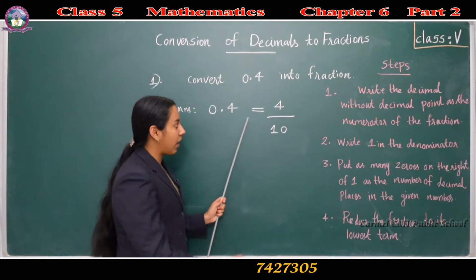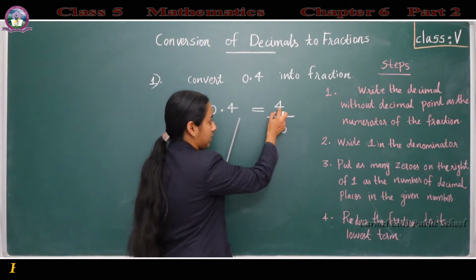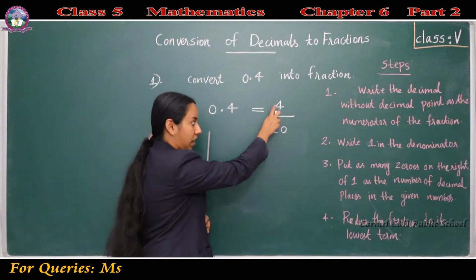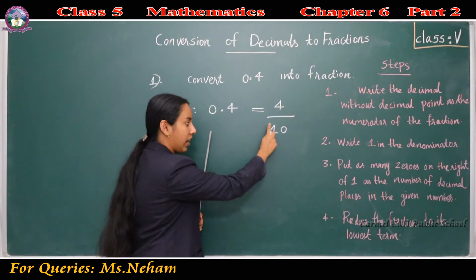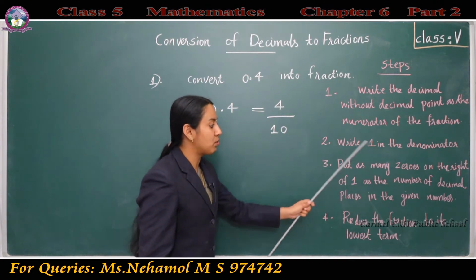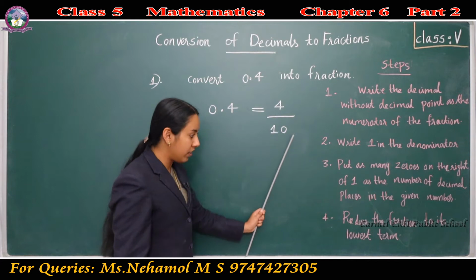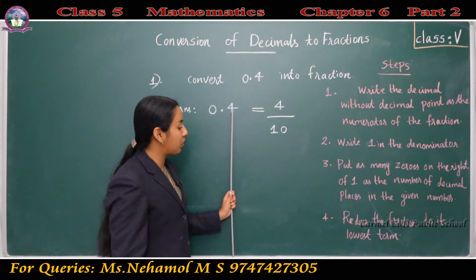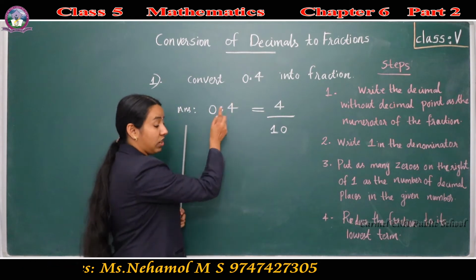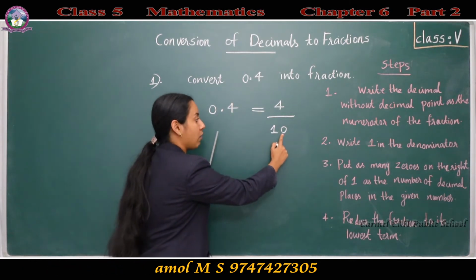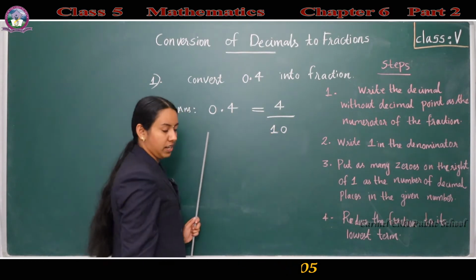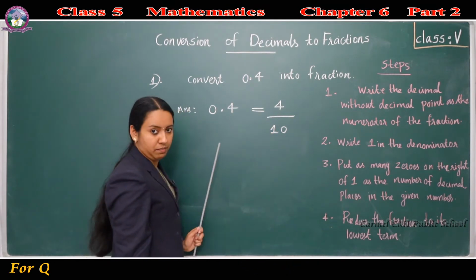One more time. First we write the decimal without decimal point as the numerator of the fraction. Then write 1 in the denominator. Then put as many zeros on the right of 1 as the number of decimal places in the given number. Here there is only 1 decimal place, so we put only one 0. So 4 by 10.